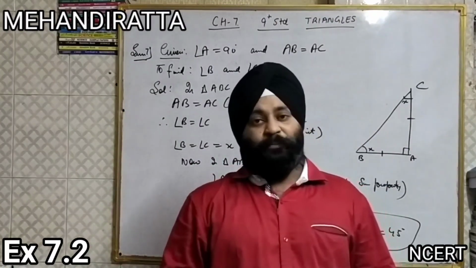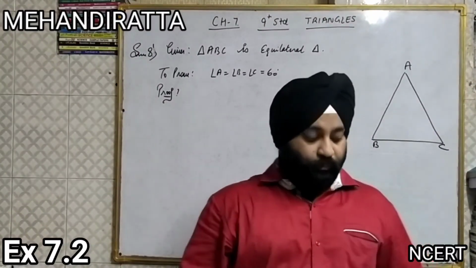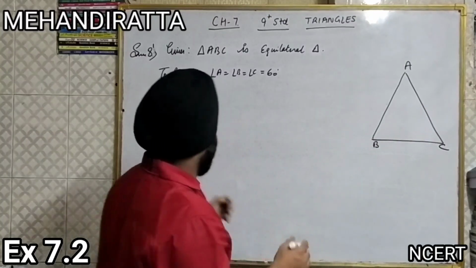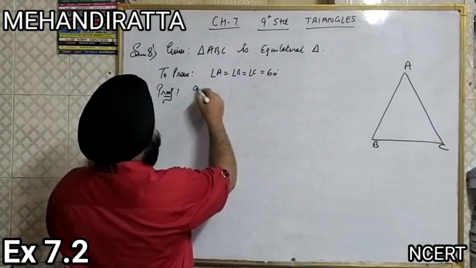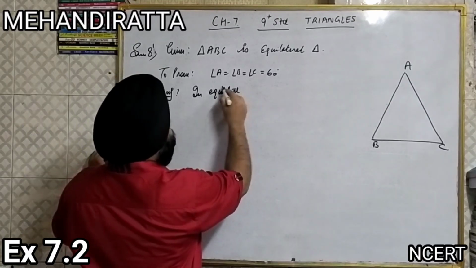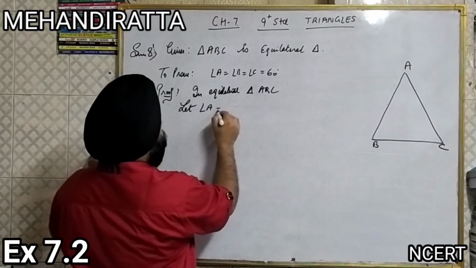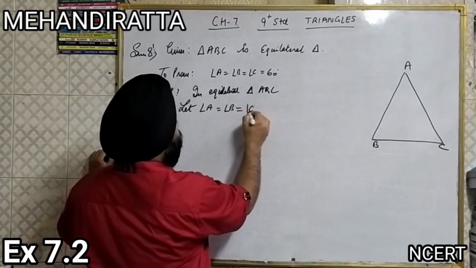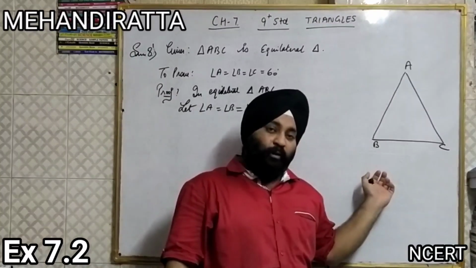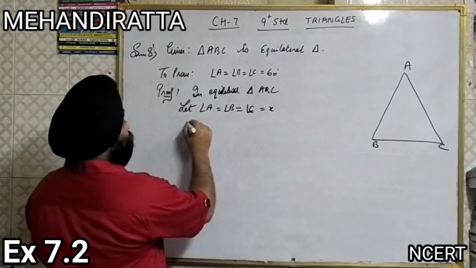Now, the last sum, the eighth sum. In the eighth sum, given is triangle ABC is equilateral. So, in equilateral triangle ABC, let angle A equal angle B equal angle C equal X. We know that in an equilateral triangle all the angles are equal. So let each angle be x.